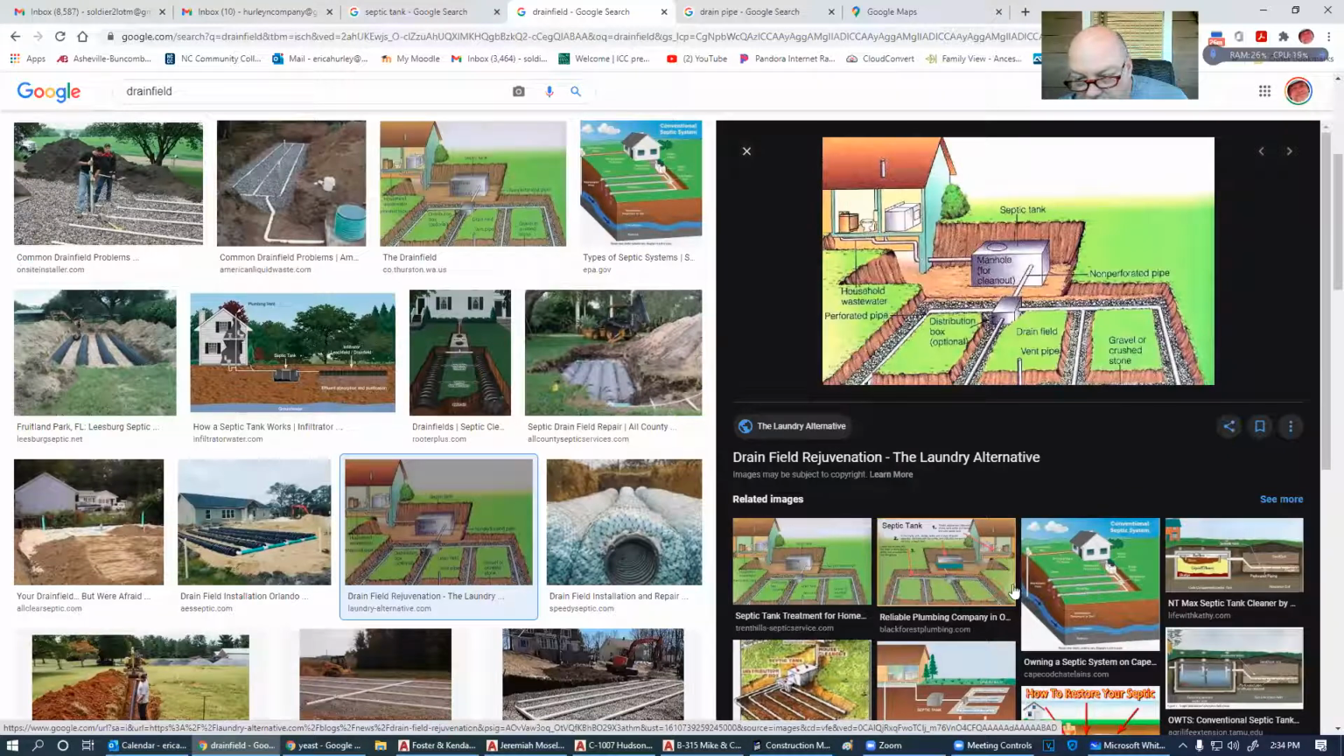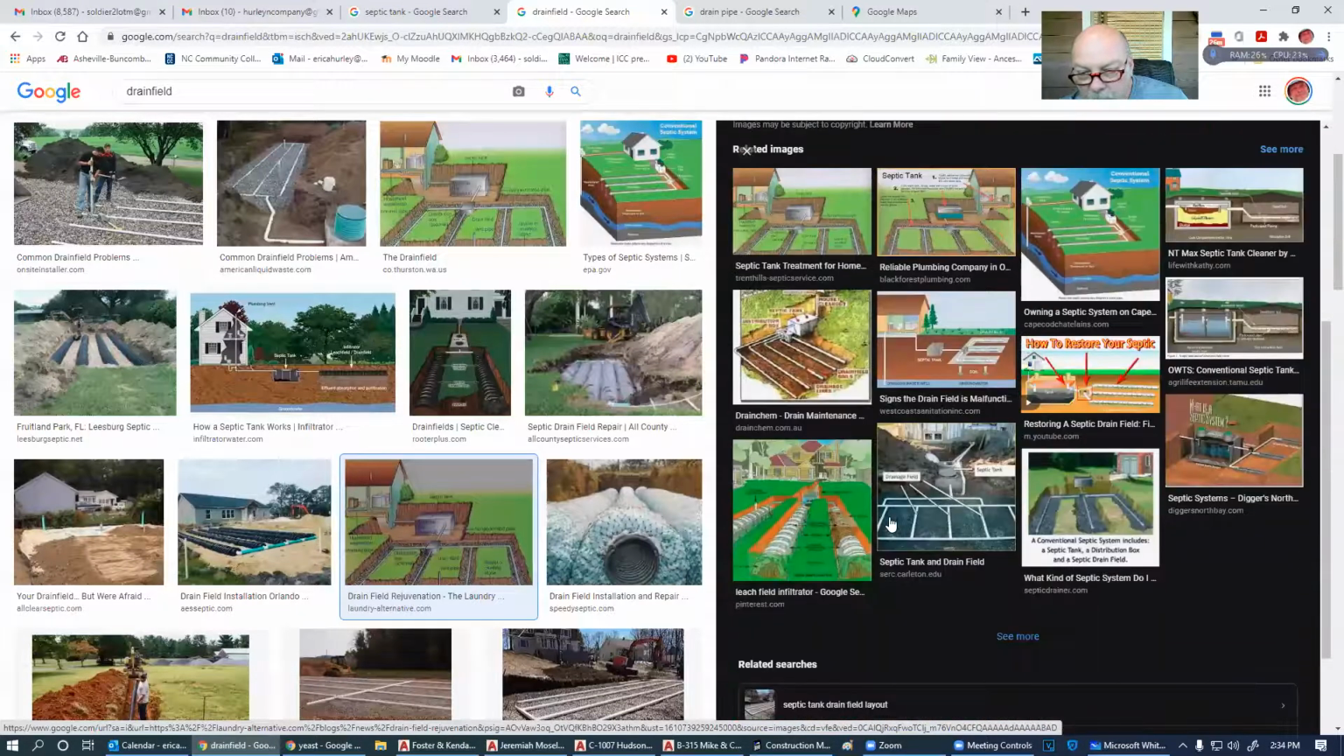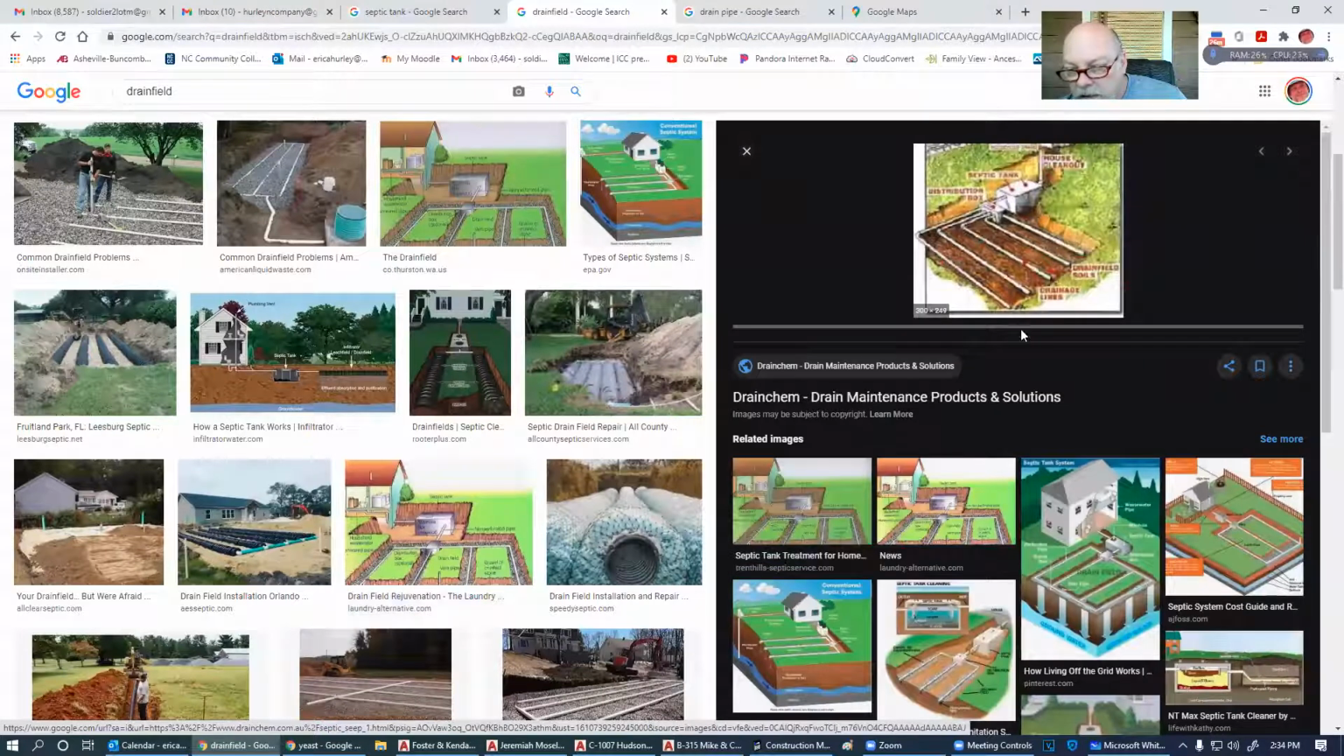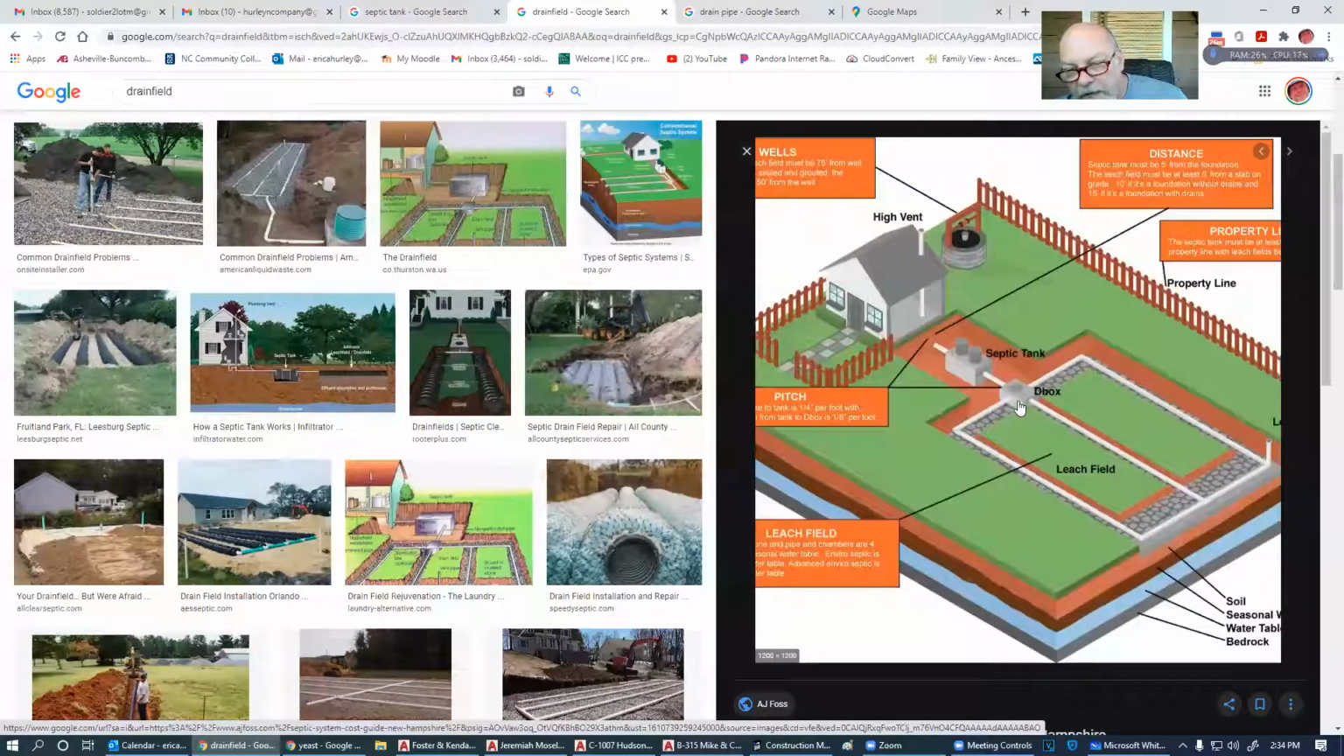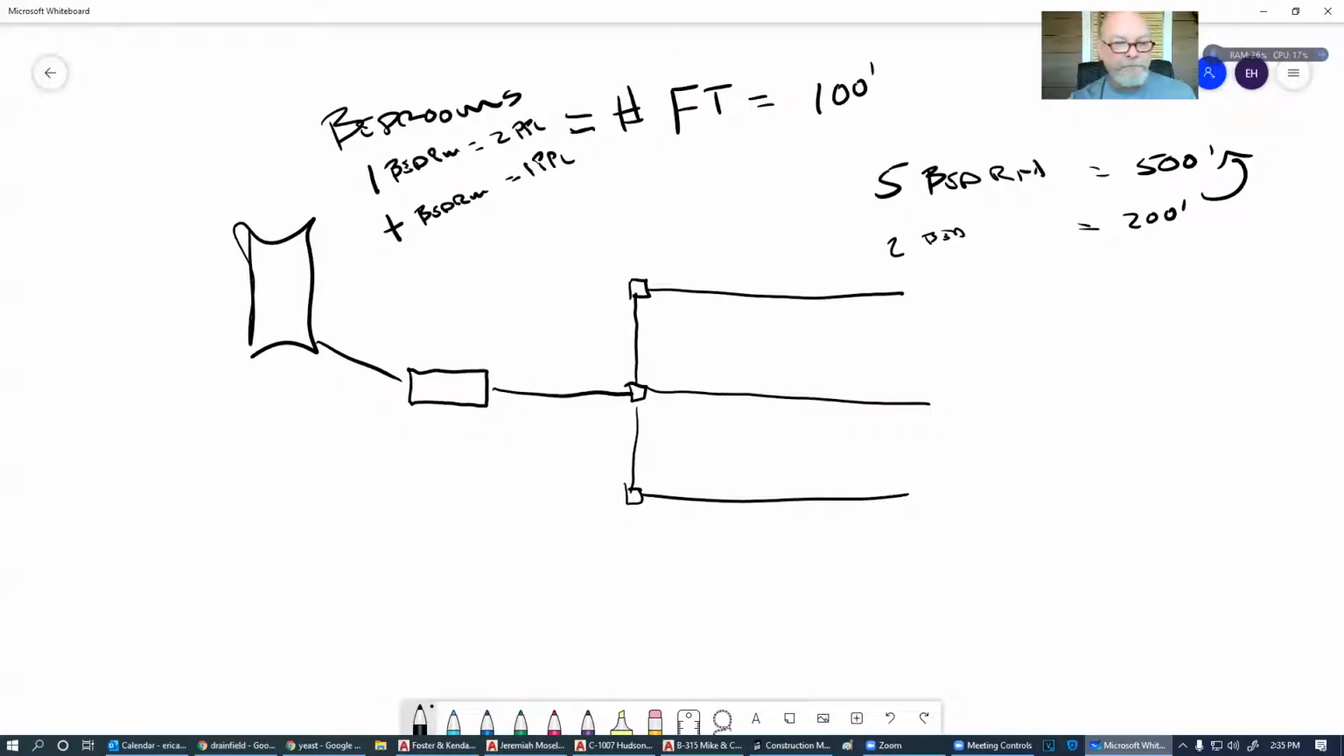Maybe that's not the best one to use. Maybe this is better. No, that's better. All right, so we've got the distribution box. This is a level pipe that has no holes. This is a level pipe that has holes, and so forth, as this one as well. Everything from the house to the septic tank must flow at 1/4 inch per foot.